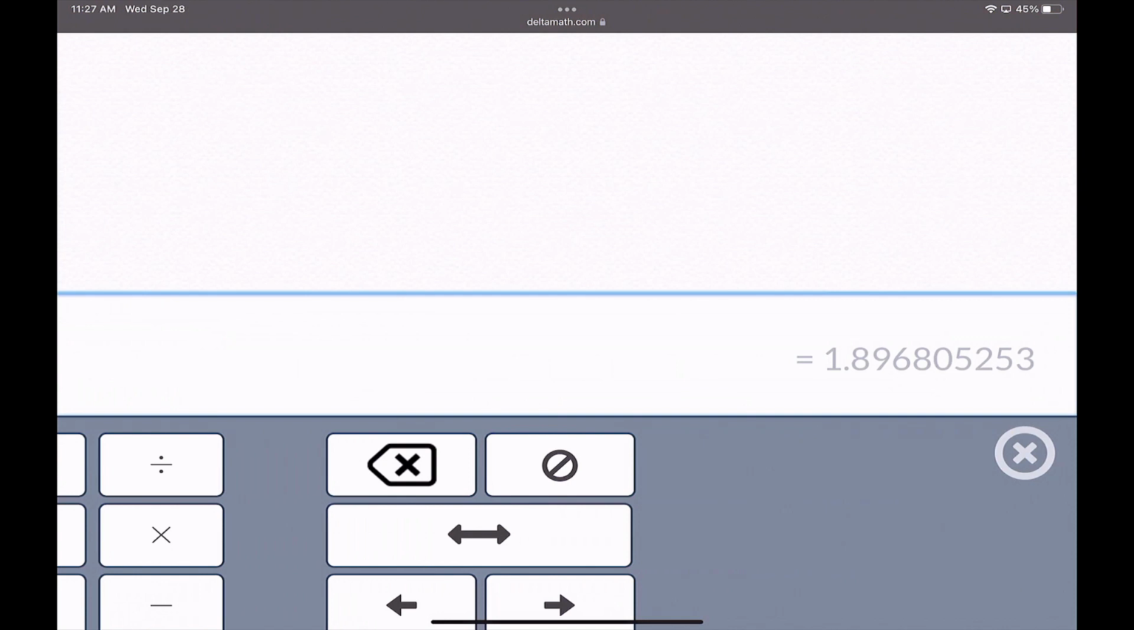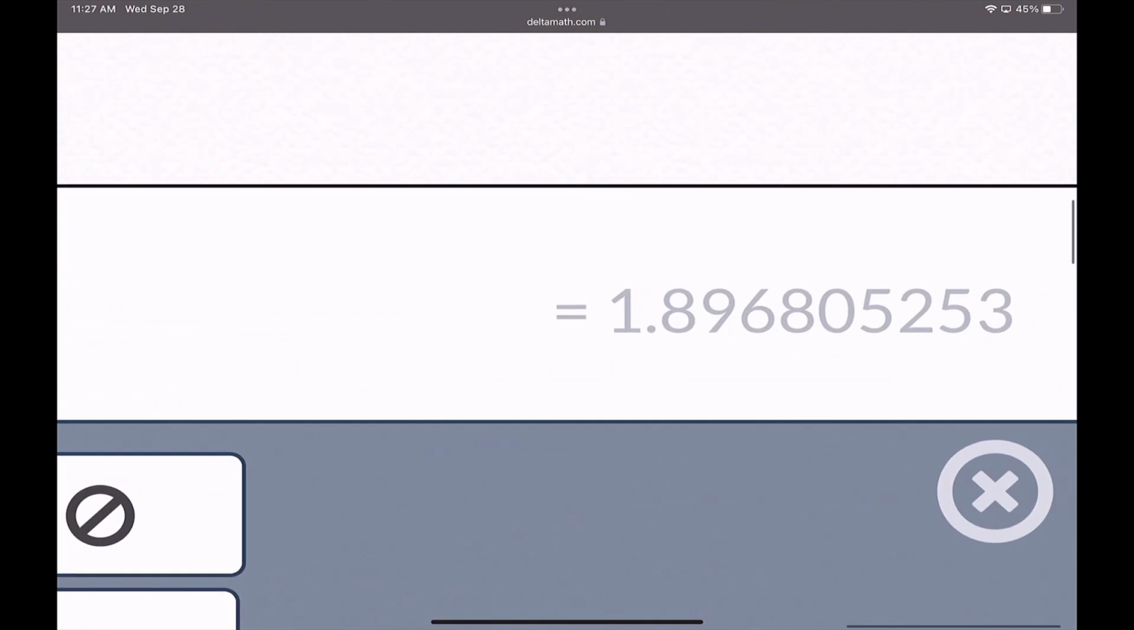So how far do we need to write it? Well, we look at the directions. The direction said the 10th, right? The 10th spot. So which number is in the 10th spot? Anyone know what number is in the 10ths? Is it 8? It's going to be right after the decimal. 896805253, which one is it? The 10th. It's the first 8, right? It's the 8.